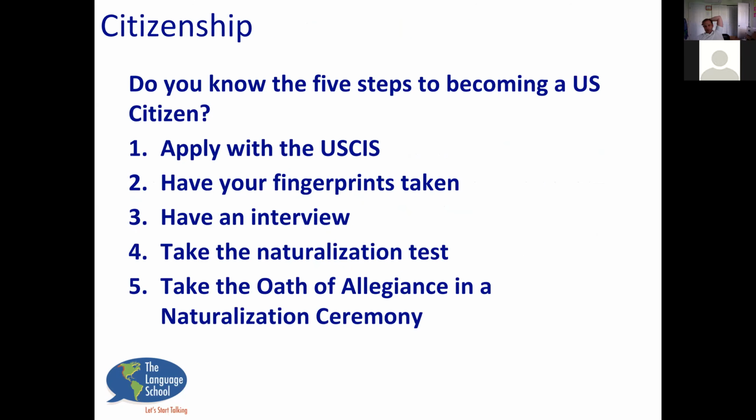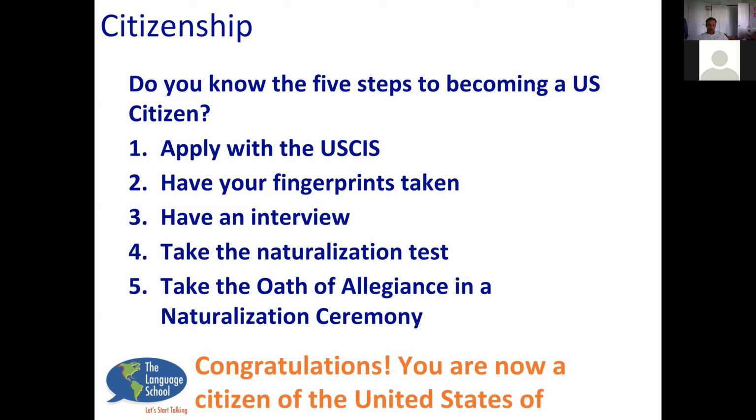So if you ever wanted to take the test to become a citizen, these are the steps that you'd have to take. You'd have to apply with USCIS. What is that? United States Citizenship and Immigration Services. You have to have your fingerprints taken. You have to have an interview, take the naturalization test, and then the last step after you pass everything and get approved is to take the oath of allegiance in a naturalization ceremony, which is what we read on Monday. And after that, congratulations, you're a citizen of the United States of America.